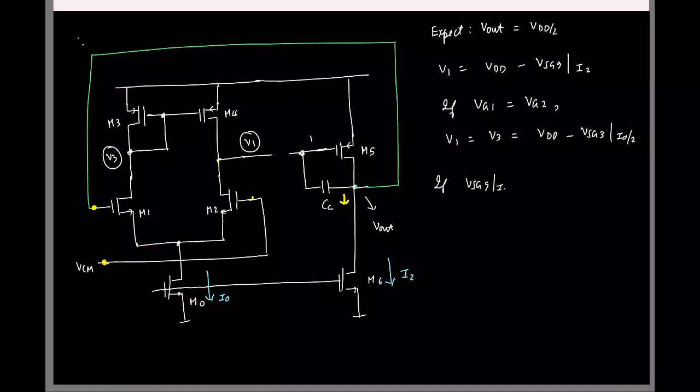Fine. So now it looks like V1 can take two values, and I can choose VSG5 at a current I2 to be not equal to VSG3 at a current I0 by 2, right? It's a free world, so I can make sure these two are not equal. So it looks like V1 can take two values, isn't it? So what do you think will finally determine V1? This connection is there.